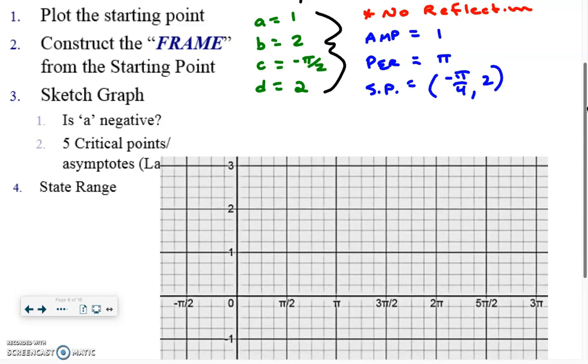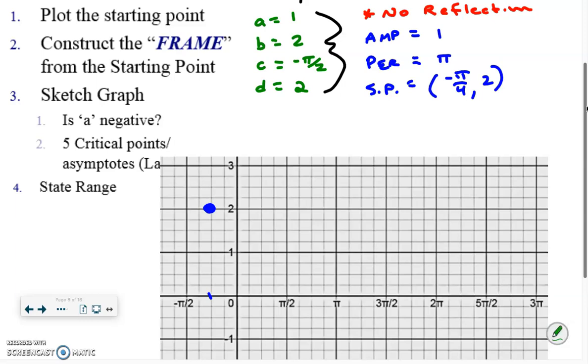So, as we're taking a look here, the starting point was at negative pi over 4, comma 2. So negative pi over 4, I know that that's not on my x-axis, but I know that negative pi over 4 is going to fall right in between 0 and negative pi over 2. So negative pi over 4, comma 2, that will be located right here.